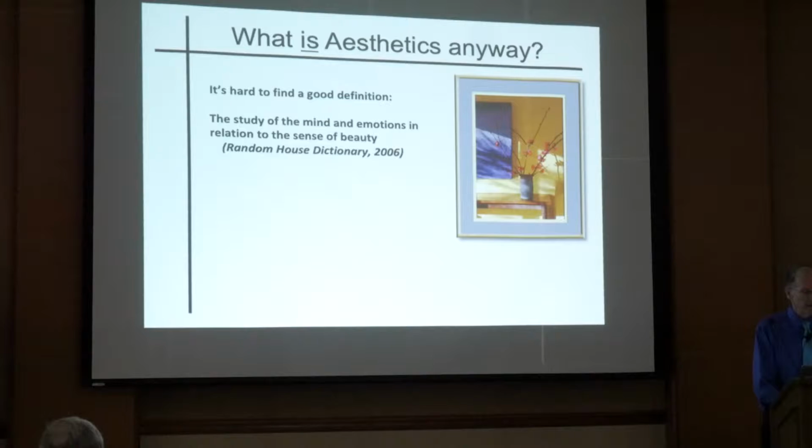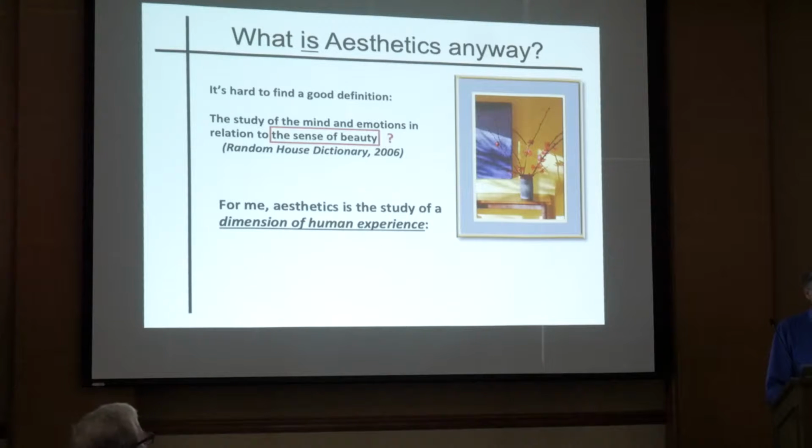So first of all, aesthetic science, what is it? It's hard to find a good definition. Here's a simple one: the study of the mind and emotions in relation to the sense of beauty. But of course, what is the sense of beauty? And that doesn't really get you very far.